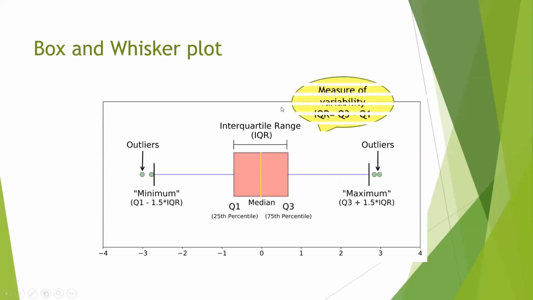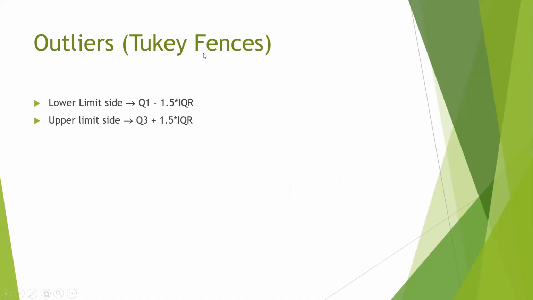So how to find out? There is one method, Tukey fences. You have to find out quartile 1 and the interquartile range and put in this formula. If any observation goes below this range, that means you have an outlier on the left-hand side. And you have to find the upper limit, which is Q3 plus 1.5 times the interquartile range. Then you can find out.